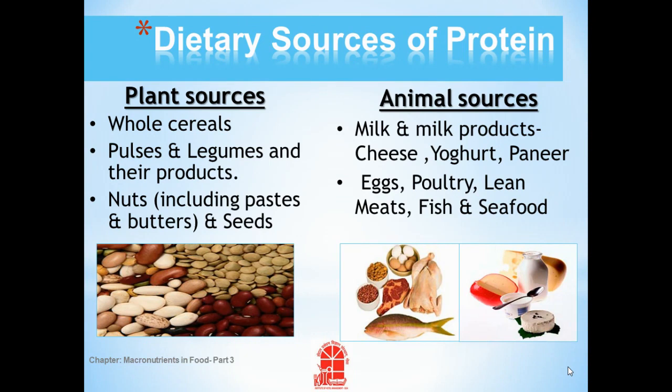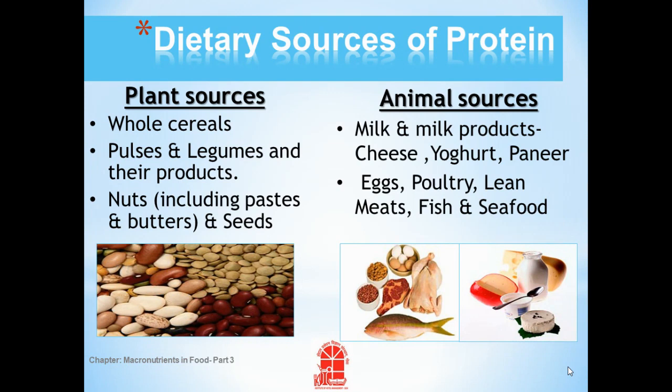Some food sources of dietary protein include, as you can see, the two sources, plant sources and animal sources. So under lean meats, we have beef, lamb, veal, etc. Under poultry, we have chicken, turkey, duck, goose, etc. Fish and seafood, there's fish, prawns, crab, lobster, mussels, scallops, etc. Eggs is a very good source of protein. Dairy products, there is milk, yogurt, cheese.